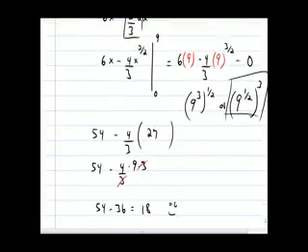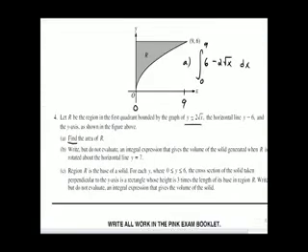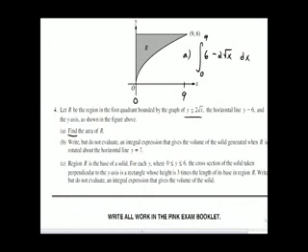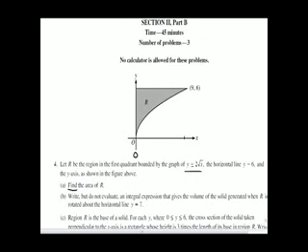Now let's go and we'll go and do B. Alright, B, write but do not evaluate an integral expression that gives the volume generated when R is rotated about the horizontal line, y equals 7. So let's erase this. So y equals 7 is about, let's say it's right here. Draw a straight line.